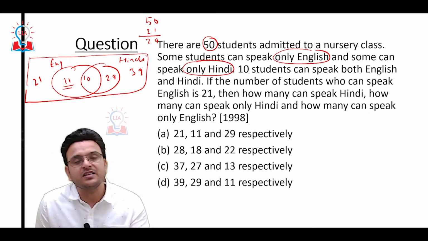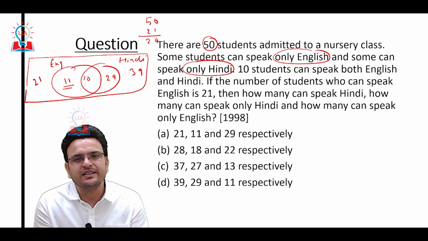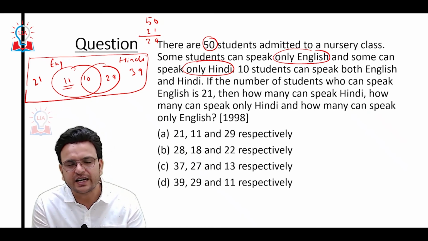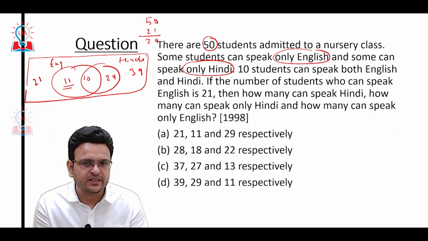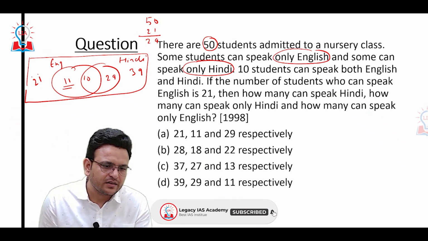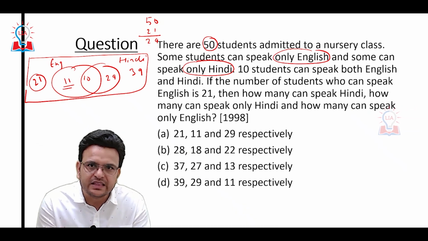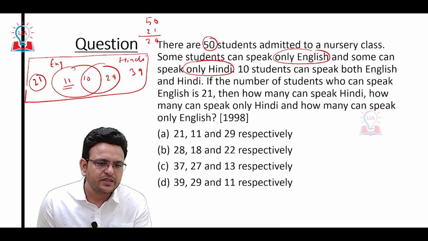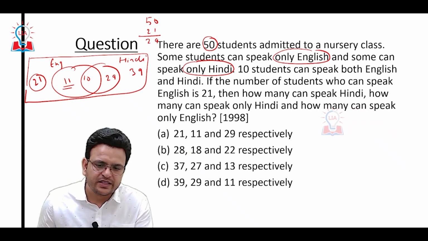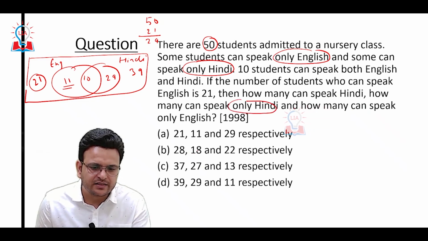This is very, very important. If you are not able to understand it, you are not able to solve the questions very easily, and then you have to apply the basic concept of set theory. And the basic concepts of set theory are not so easy. Okay, so here the only thing is you have to draw the diagram: 21 can speak English, then 29 will be there who can speak only Hindi. 11 can speak only English, 10 can speak both the languages. Then how many can speak only Hindi? Only Hindi will be 29.